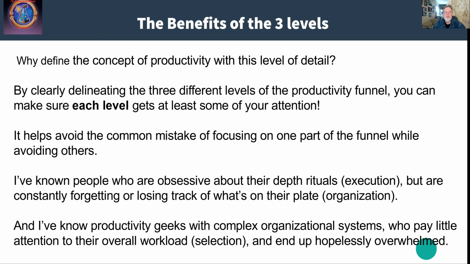So why define the whole concept of productivity with this level of detail? Well, by clearly delineating 3 different levels, you can make sure that each level gets at least some of your attention. It helps to avoid the common mistake of focusing on one part of the funnel while avoiding or ignoring others. I've known people who are obsessive about their deep work rituals, execution, but are constantly forgetting or losing track of what's on their plate, organization level. And I've known productivity geeks with complex or overly complex organizational systems who pay very little attention to their actual overall workload, the selection level, and end up hopelessly overwhelmed.